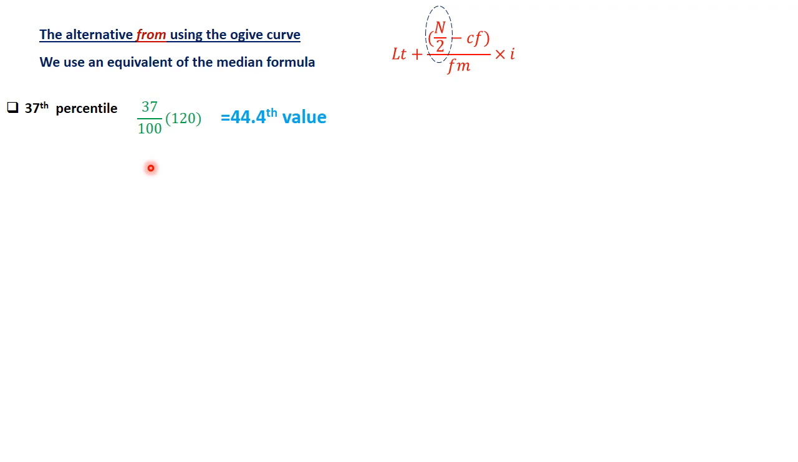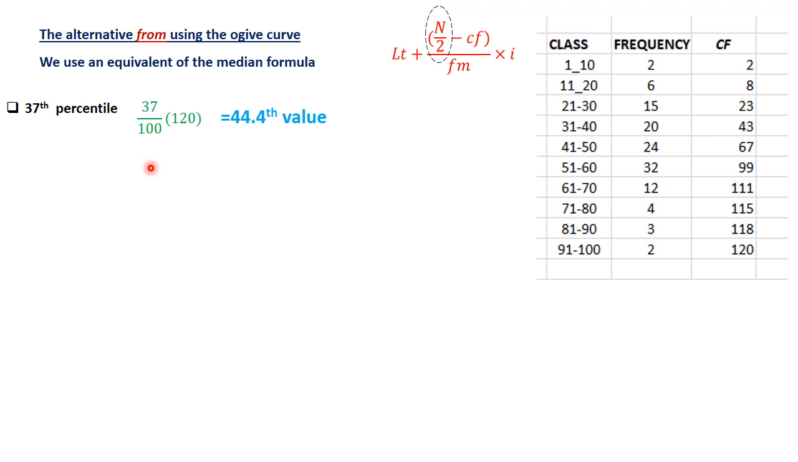But now we go to the table, not the graph, right? We go to the table and try and ask ourselves, the 44.4th student, what did the person score? In which class was that person? 44 is somewhere after 43, and also before 67. So it is in the 41 to 50 class.